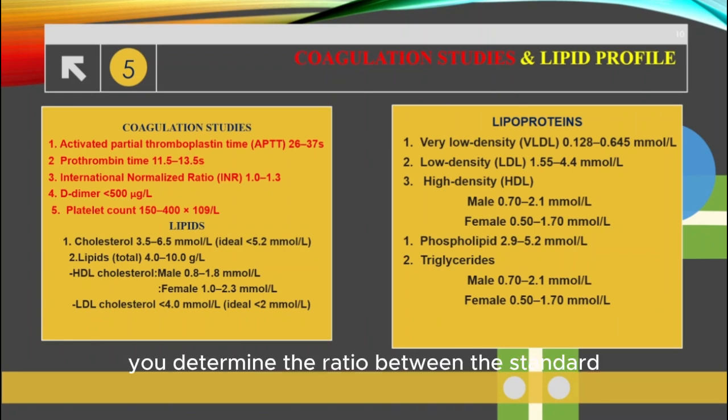So what you do is you determine the ratio between the standard INR over the one that you've calculated. You determine that ratio. So standard INR, which is 13, divided by 15, then you come up with a value. So if you find that the standardized ratio that you calculated is between 1 to 1.3, then that's normal INR. Then if it's more than that, it means that you've got an increased INR.